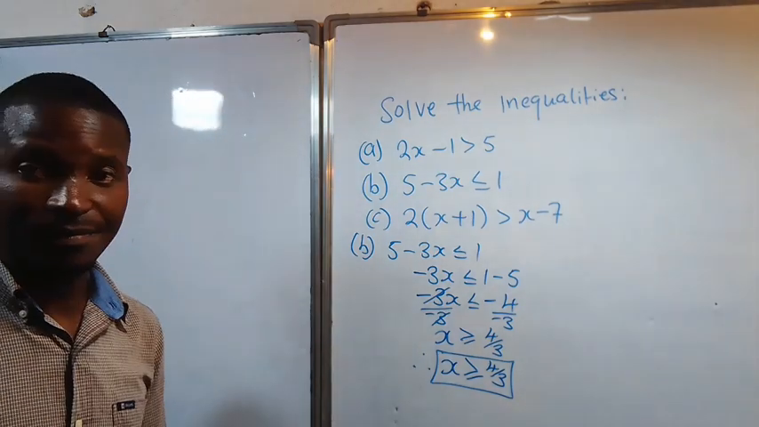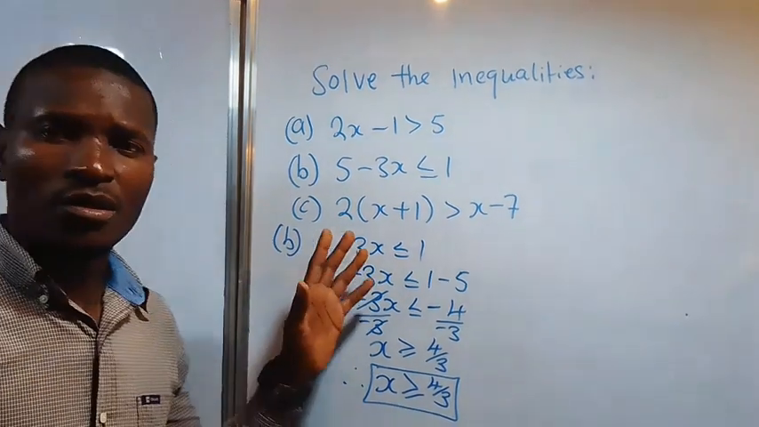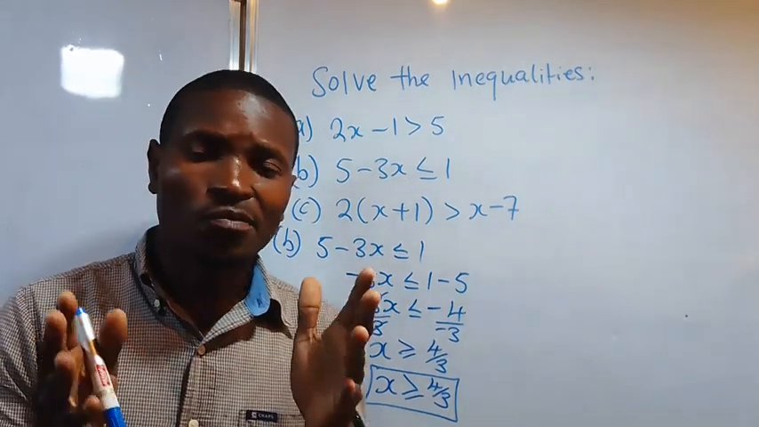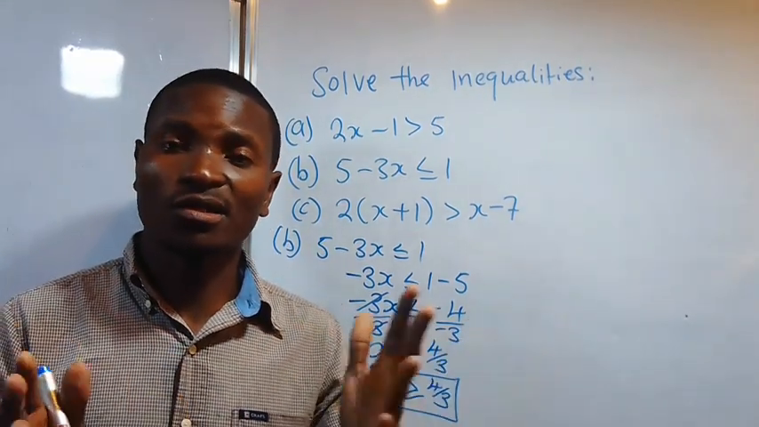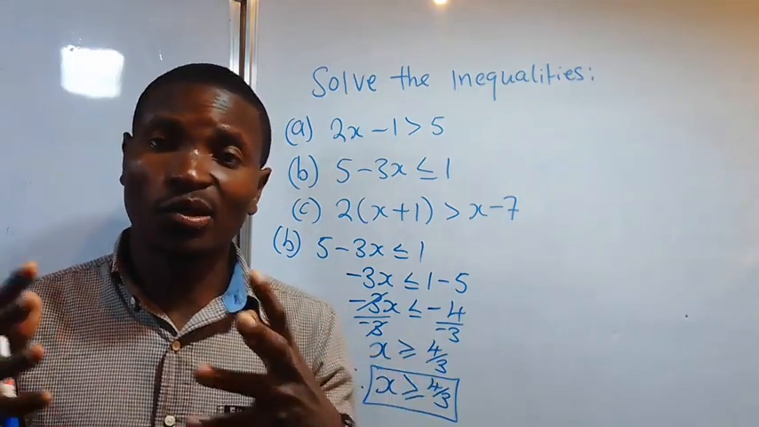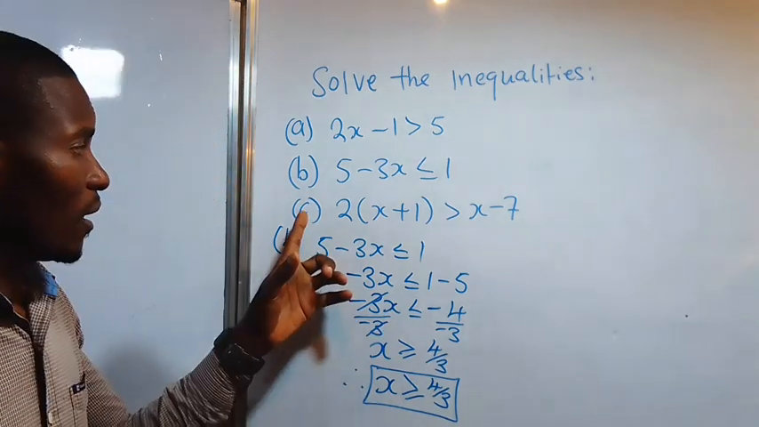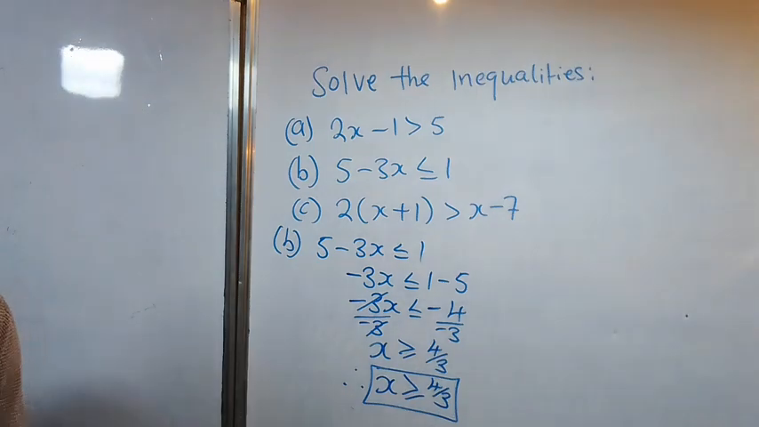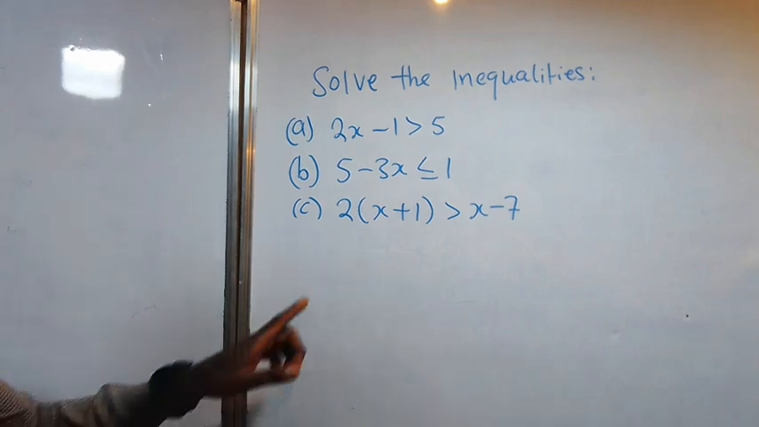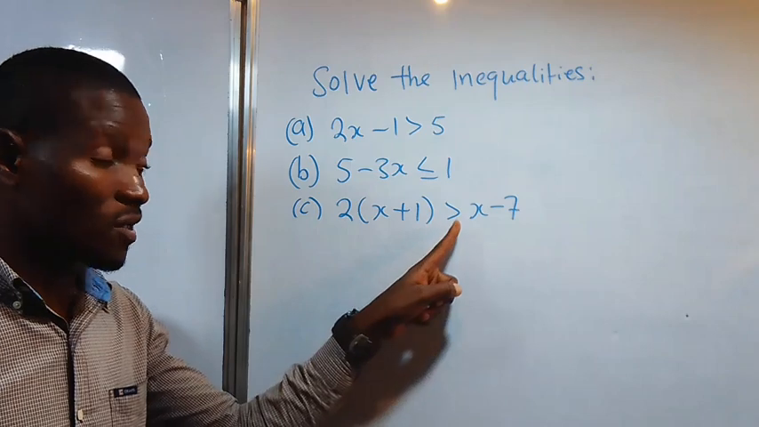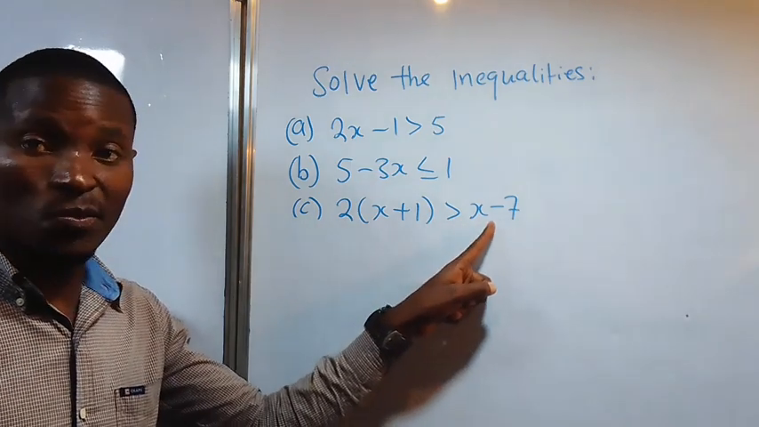Now, when you look at this one, what you have now is a little bit complex, because that one isn't actually direct. So we have to expand the brackets and then collect the like terms and so on. So the question on C, okay? On C, it says 2 open bracket x plus 1 close bracket is greater than x minus 7.